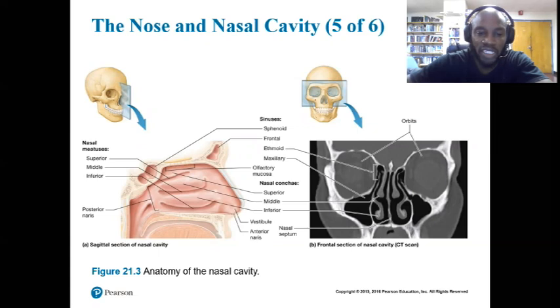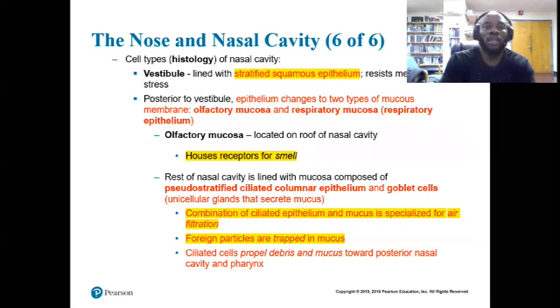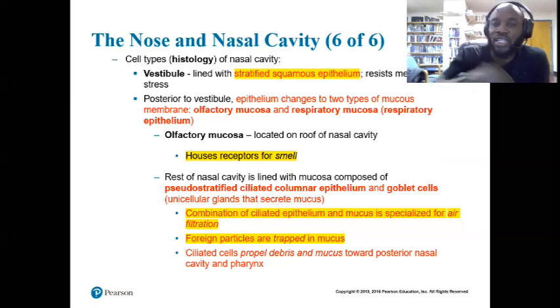If you look at it from a CT scan, right? Structures inside the nose and nasal cavity. We're also going to see some similarities when we look at the histology. The vestibule is lined with stratified, that means multiple layers of squamous flat epithelial tissue. So this is designed to resist mechanical stress. So you have air coming in at a quick rate, and it's designed to resist mechanical stress.